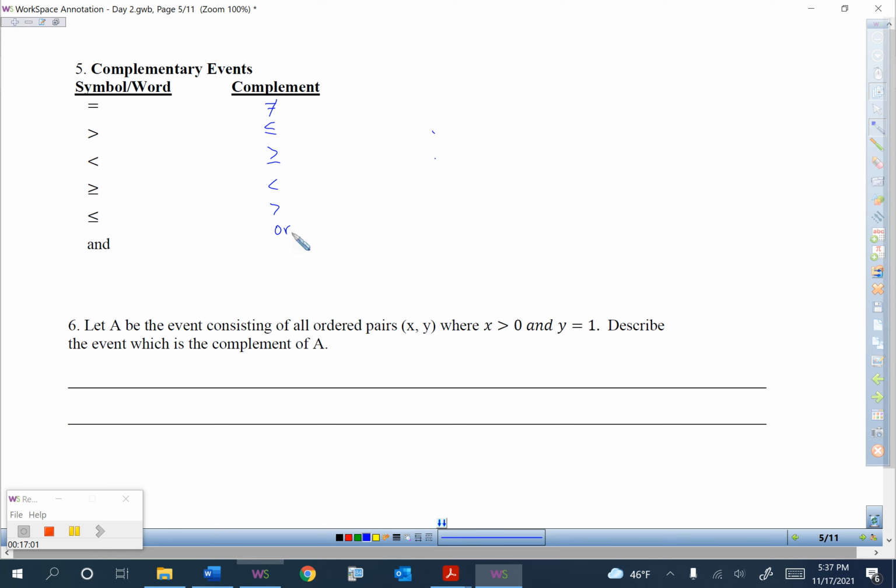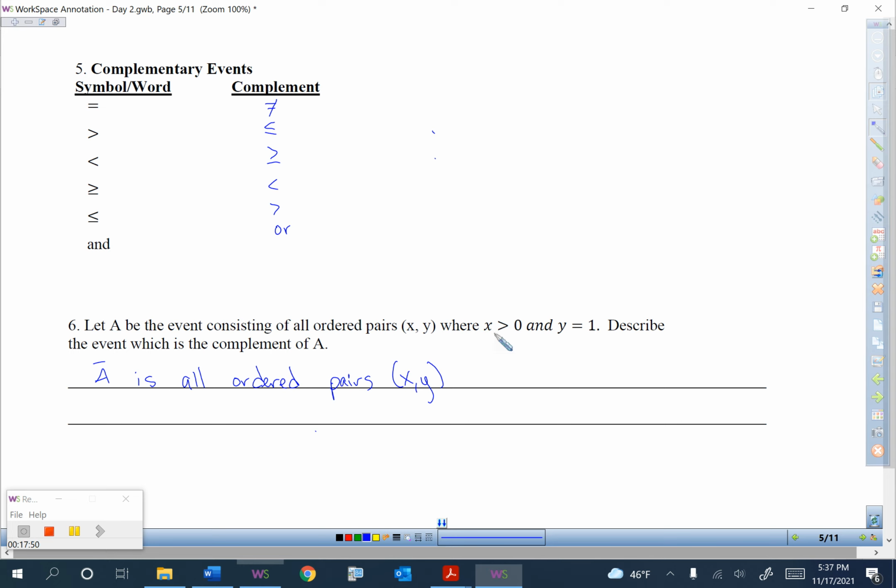Okay, so it starts out saying A is the event consisting of all ordered pairs x, y. So if we're describing the set, it looks like ordered pairs, and then they give us some requirements. When we describe the complement, we start out with the basis. So A complement, use the hat, is all ordered pairs x, y, that's given, and then for our requirements you switch them.